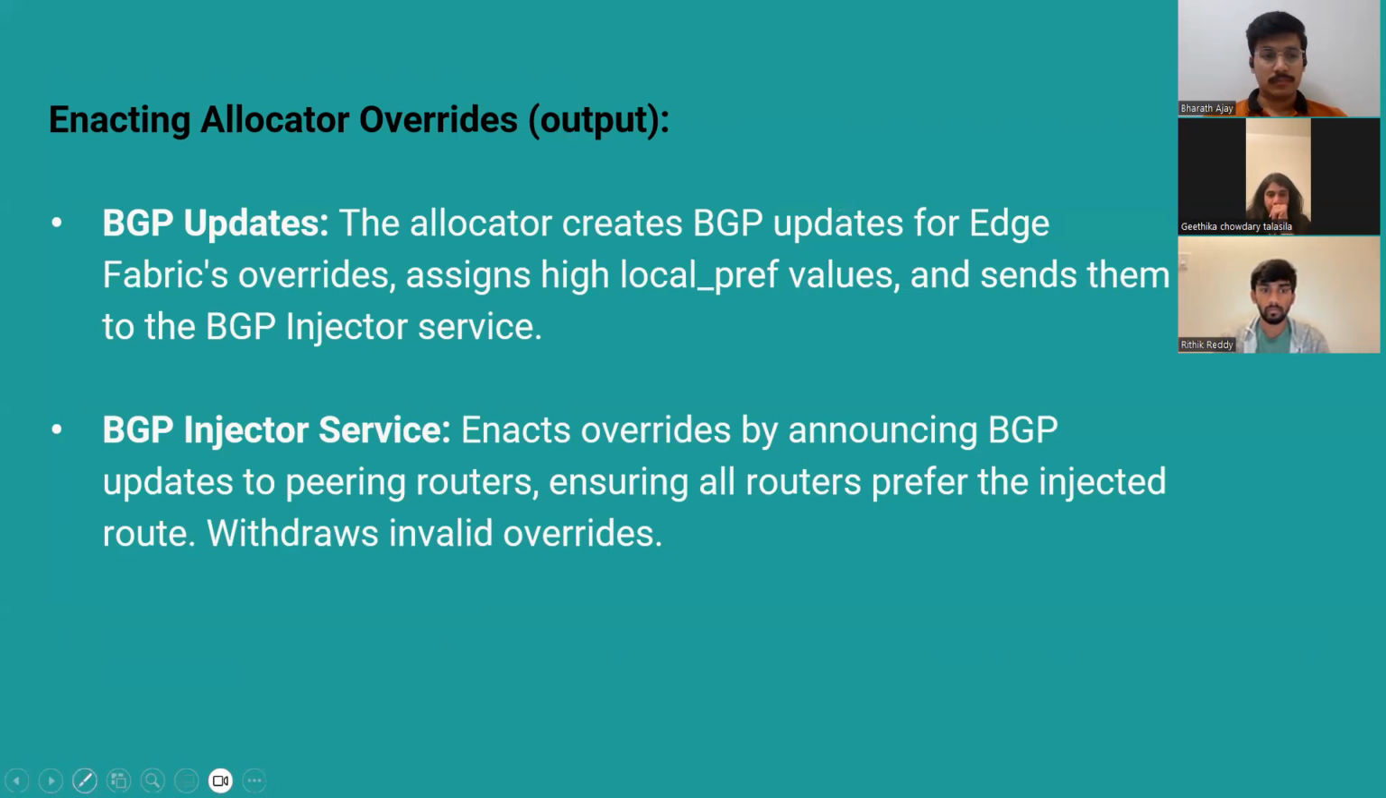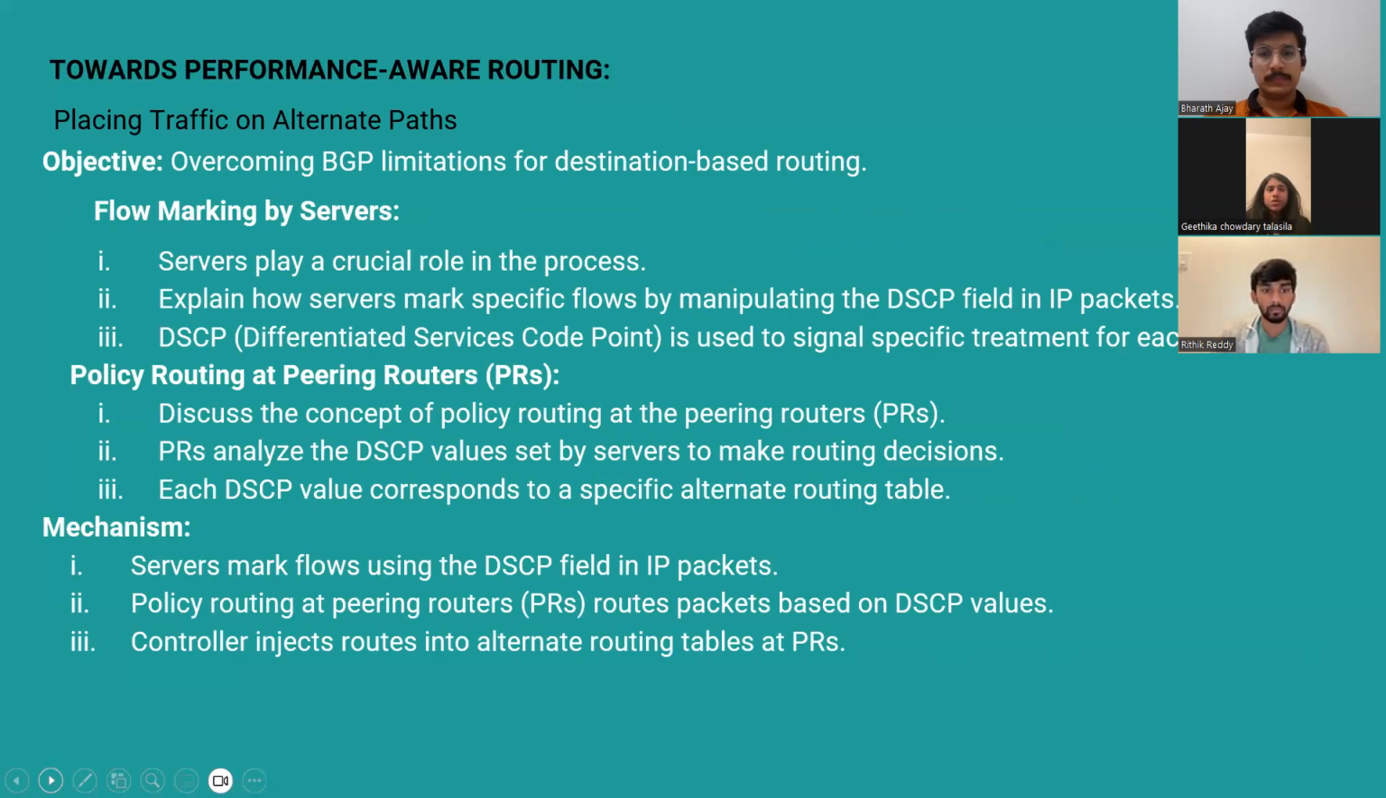Next slide. So, towards performance-aware routing, placing traffic on alternate paths. The main objective of this is overcoming BGP limitations for destination-based routing. Flows are marked by servers. Servers play a crucial role in the process. So, let me explain how we can mark specific flows by manipulating the DSCP field in IP packets. DSCP means Differentiated Services Code Point, which is used to signal specific treatment for each packet.